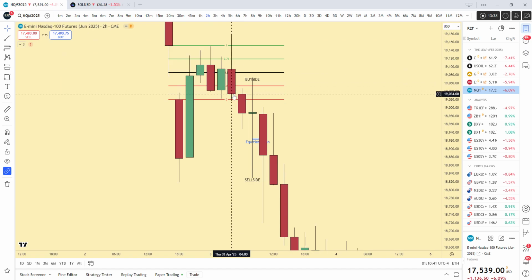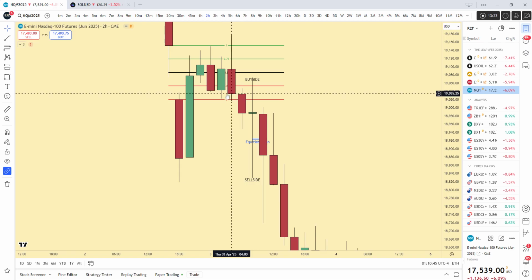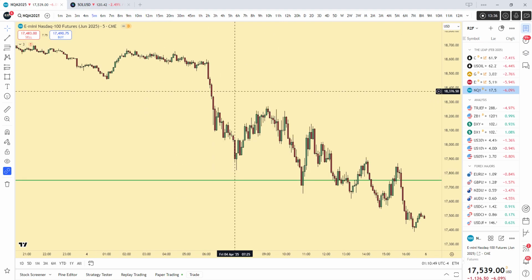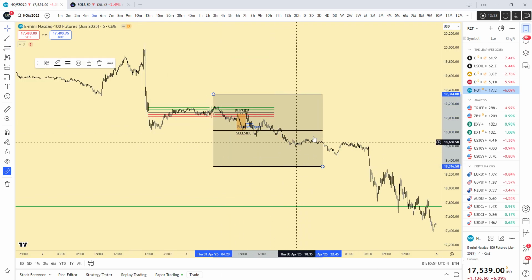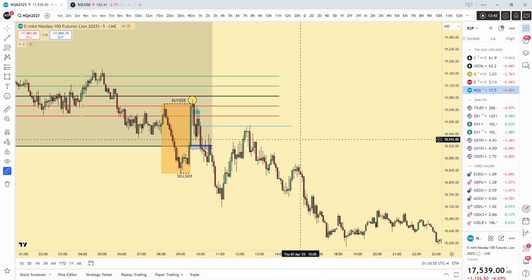Very nice. This is where I would have liked to get in myself. That would have been nice. I'd probably get in here. But the Venom model, yeah, that's basically what it is, according to ICT's video.